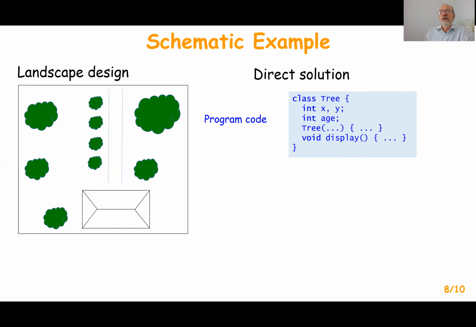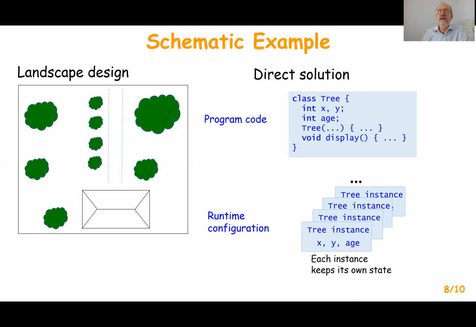Okay, and what's the conclusion? How will the program containing this class declaration run? Obviously, we will have a lot of instances created by this class. Each instance keeps its own state. Again, this is a direct and good approach. In many cases, this solution is quite good, just because it is simple.